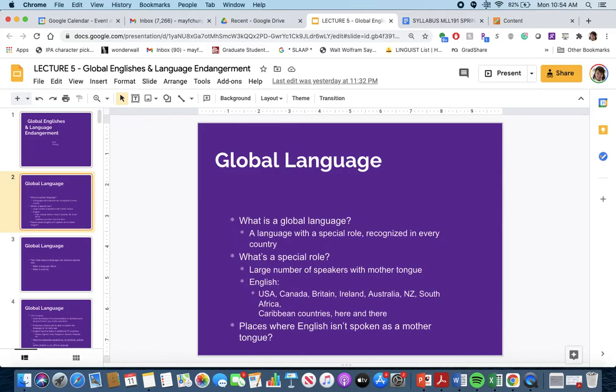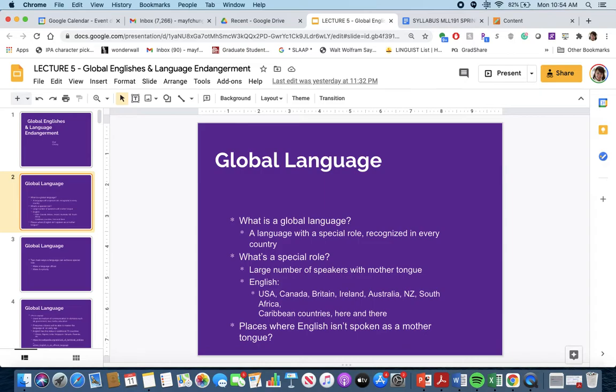So just to get into it, what is a global language? A global language is a language with a special role. It's recognized in every country. It could be an organization. So, for example, the UN has a set of global languages. NATO has a set of global languages. And the special role really depends. It could be a large number of speakers.